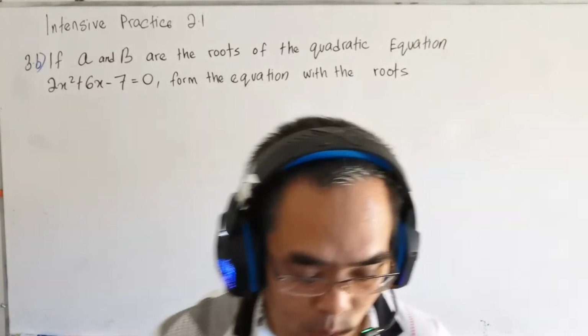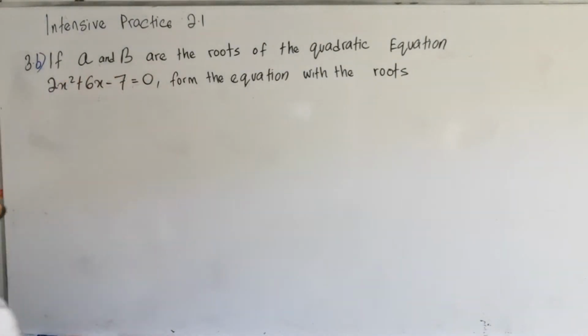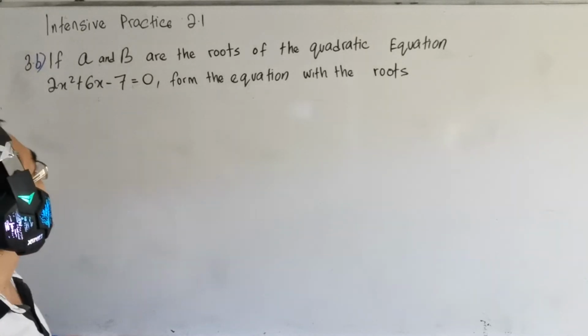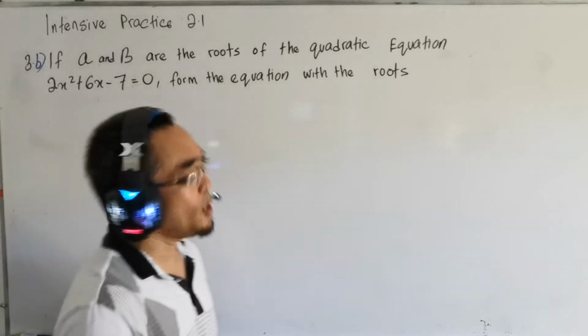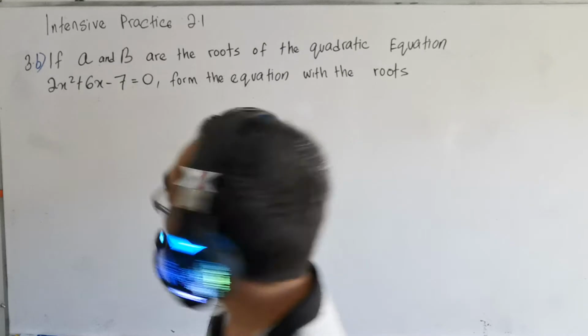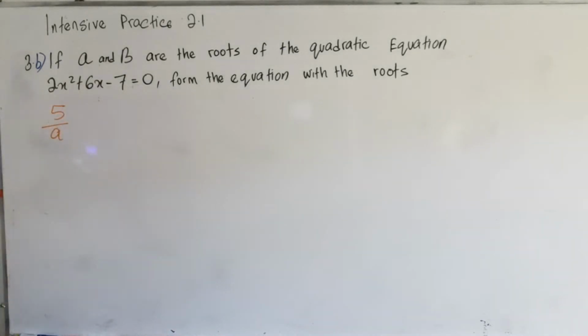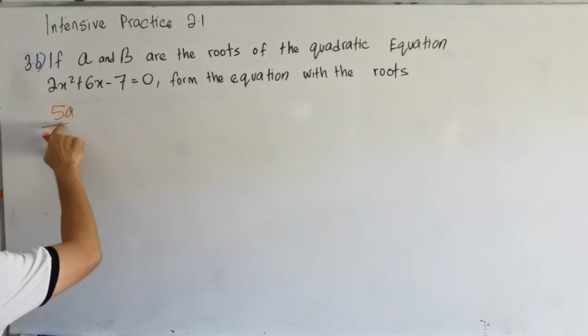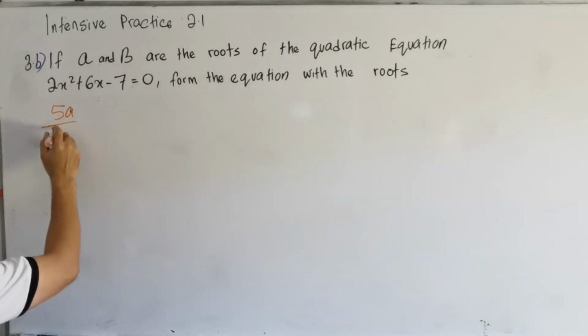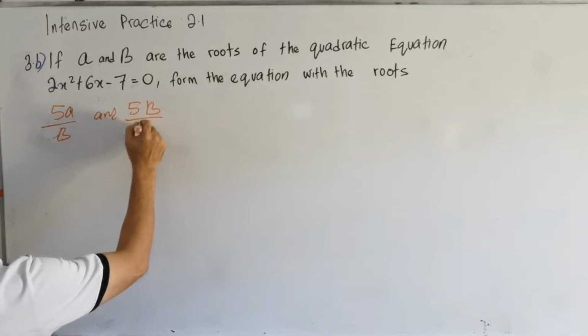This is question number 3b. If alpha and beta are the roots of the quadratic equation 2x squared plus 6x minus 7 equal to 0, form the equation with the roots 5 over alpha, 5 over beta, 5 alpha over beta, and 5 beta over alpha.